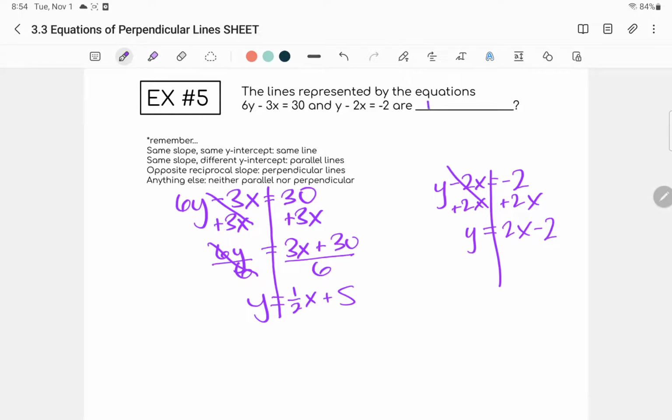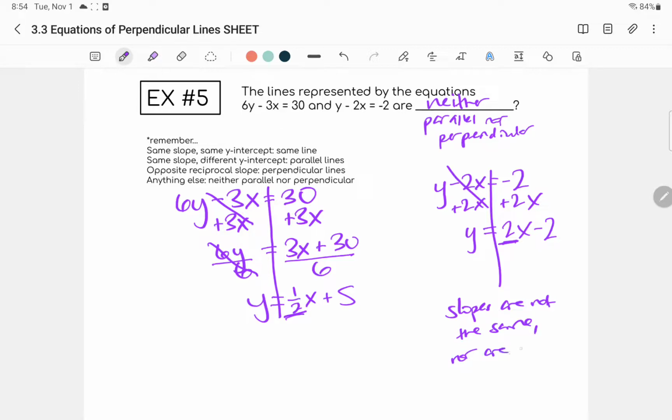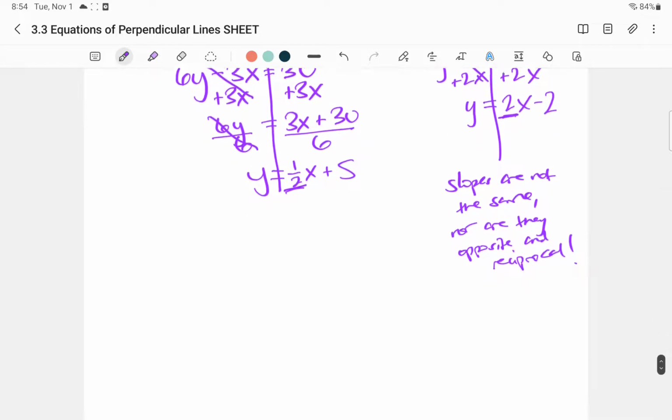So they are neither parallel nor perpendicular. And again, because these slopes have no relationship. Slopes are not the same, nor are they opposite and reciprocal. So they are nothing. So now I'm pretty sure that is the end.